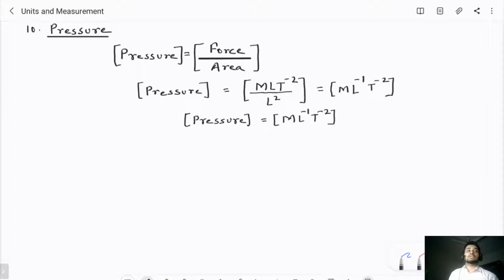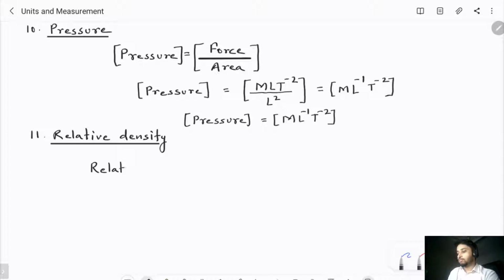Next we'll see relative density. Relative density is basically ratio of density of two bodies. So relative density is basically density of body 1 by density of body 2.